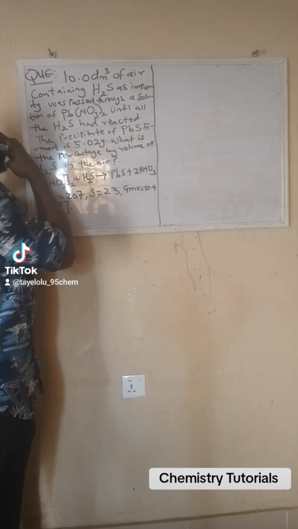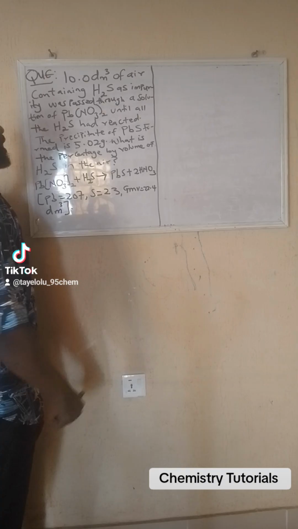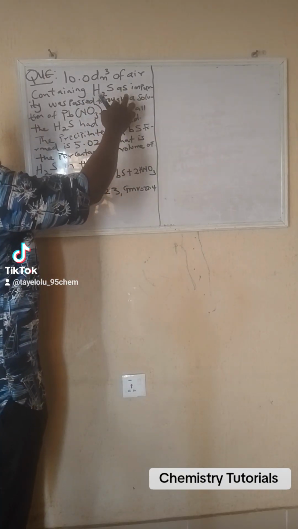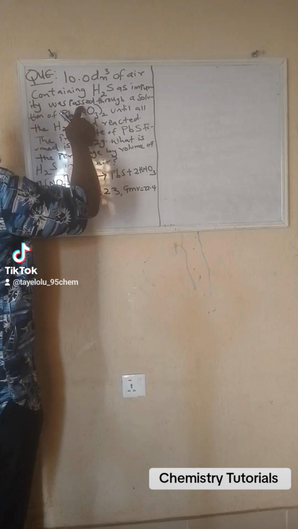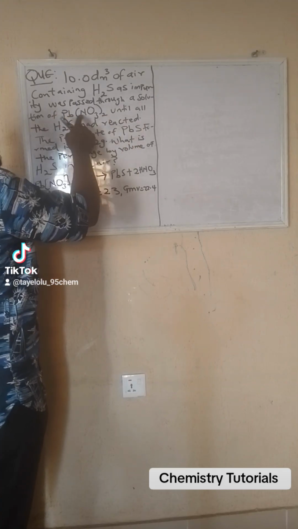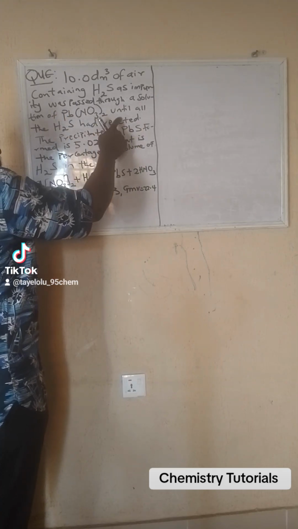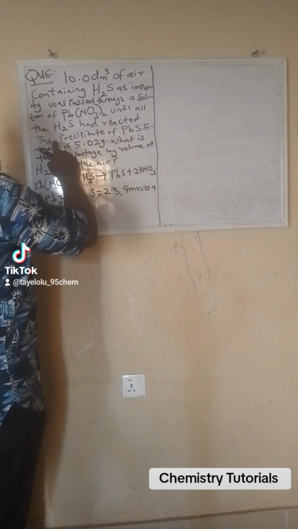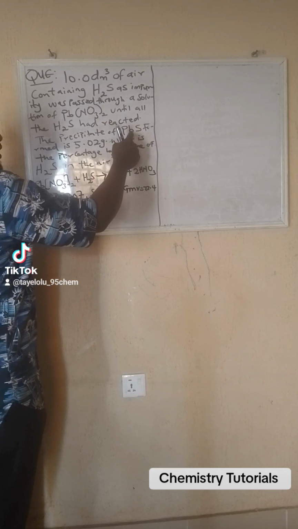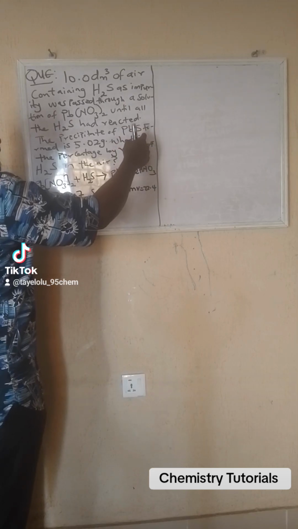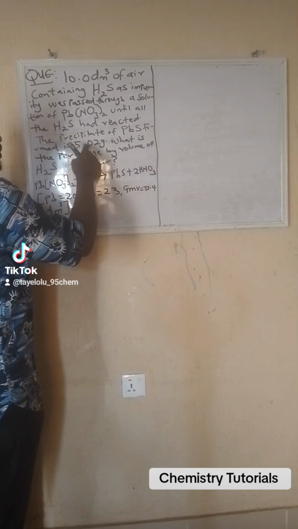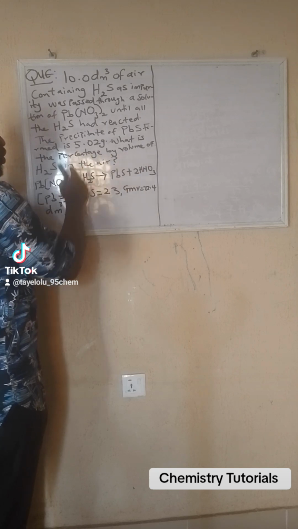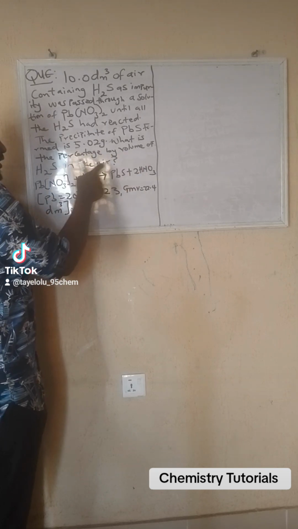And today we are going to be solving this question in today's class. 10 dm³ of air containing hydrogen sulfide, H2S, as impurity was passed through a solution of lead(II) trioxonitrate(V) until all the hydrogen sulfide had reacted. The precipitate of lead(II) sulfide formed is 5.02 grams. What is the percentage by volume of hydrogen sulfide in the air?